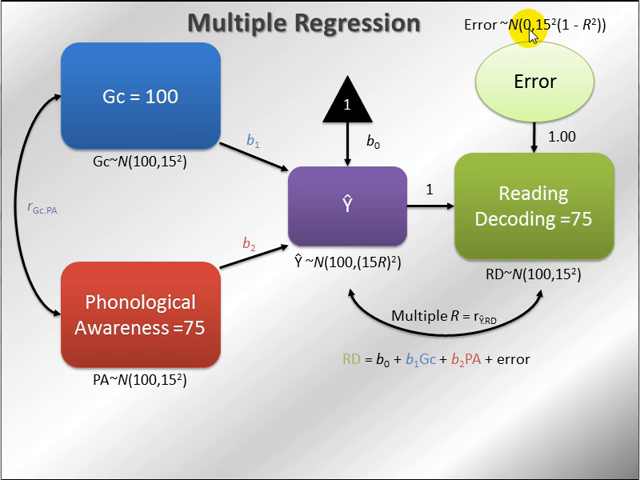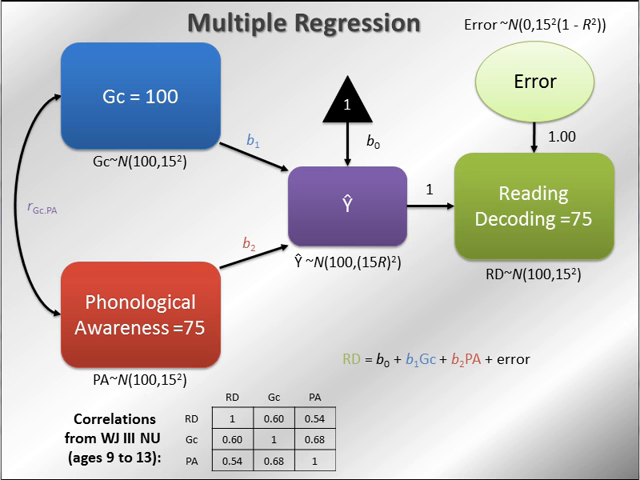It has a mean of 0, and in this case, it has a variance of 15 squared times 1 minus the multiple R squared. To estimate all of these numbers, we're going to need a set of correlations. For inspiration, let's take the correlations from the Woodcock-Johnson 3 normative update for ages 9 to 13. In this case, reading decoding is the basic reading skills composite, and phonological awareness is the phonemic awareness 3 composite, and GC, of course, is just GC.